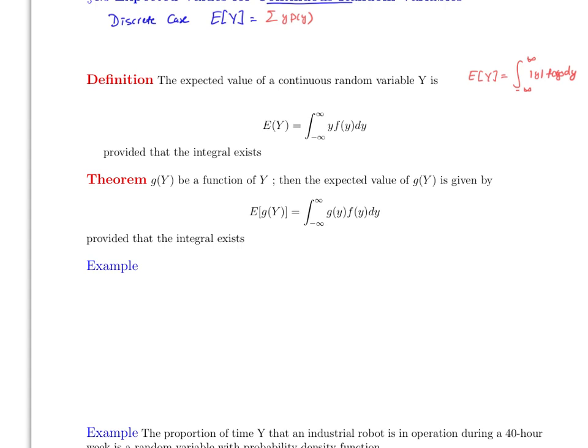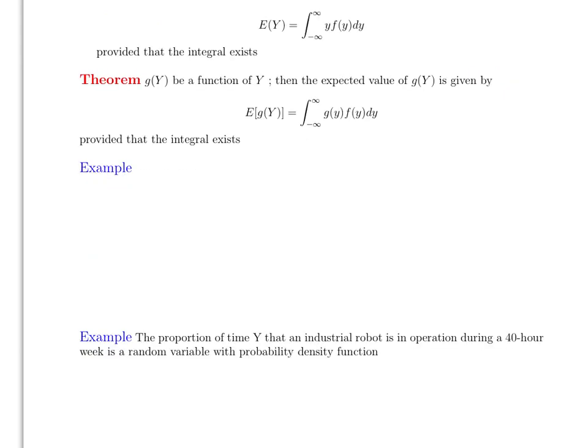Now, just like before too, you can have a function of y, and you can find the expected value of the function of y by just multiplying. Instead of multiplying by y, you multiply by the function of y, and this will give you the expected value of this, which could be x squared, x cubed, y cubed, y to the 4, the square root of y, whatever you want. So let's do a couple of examples here.